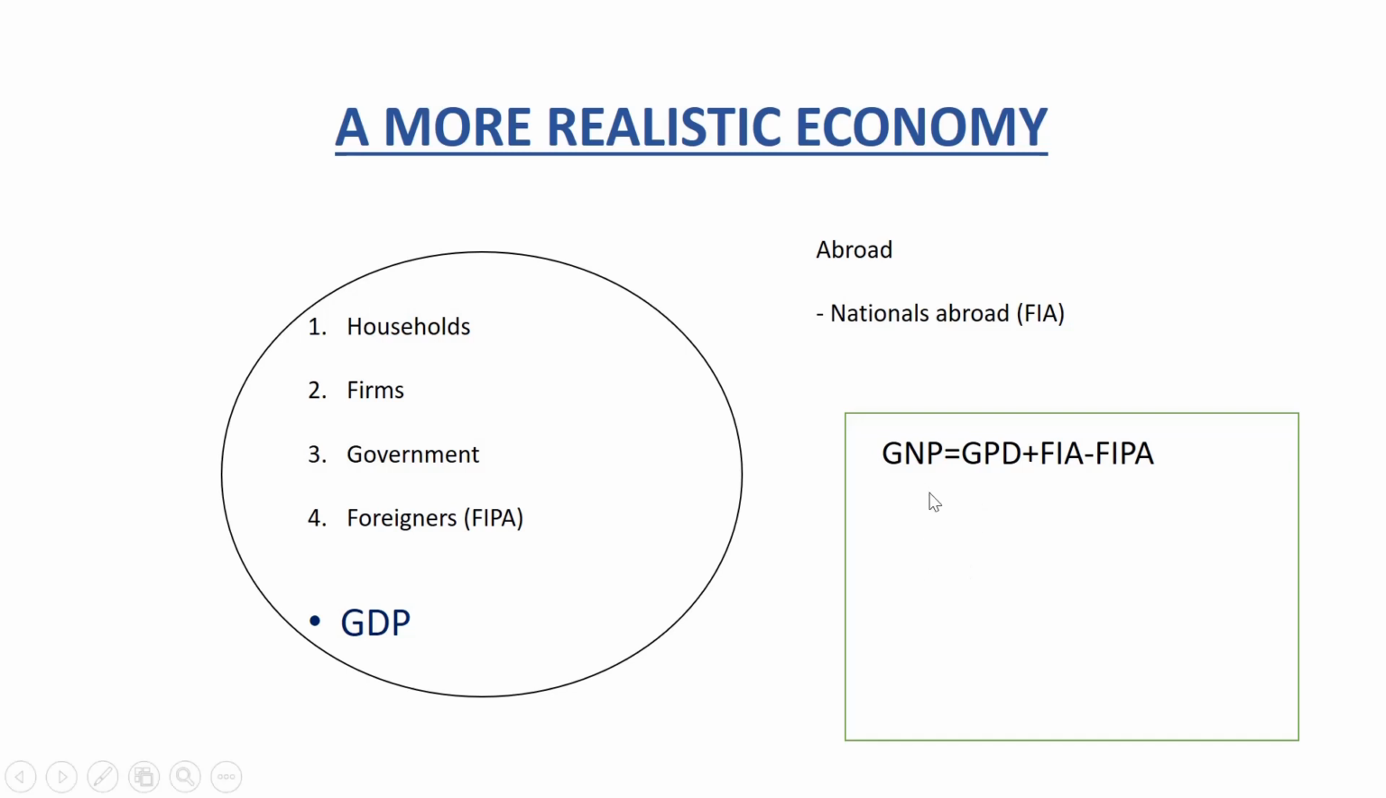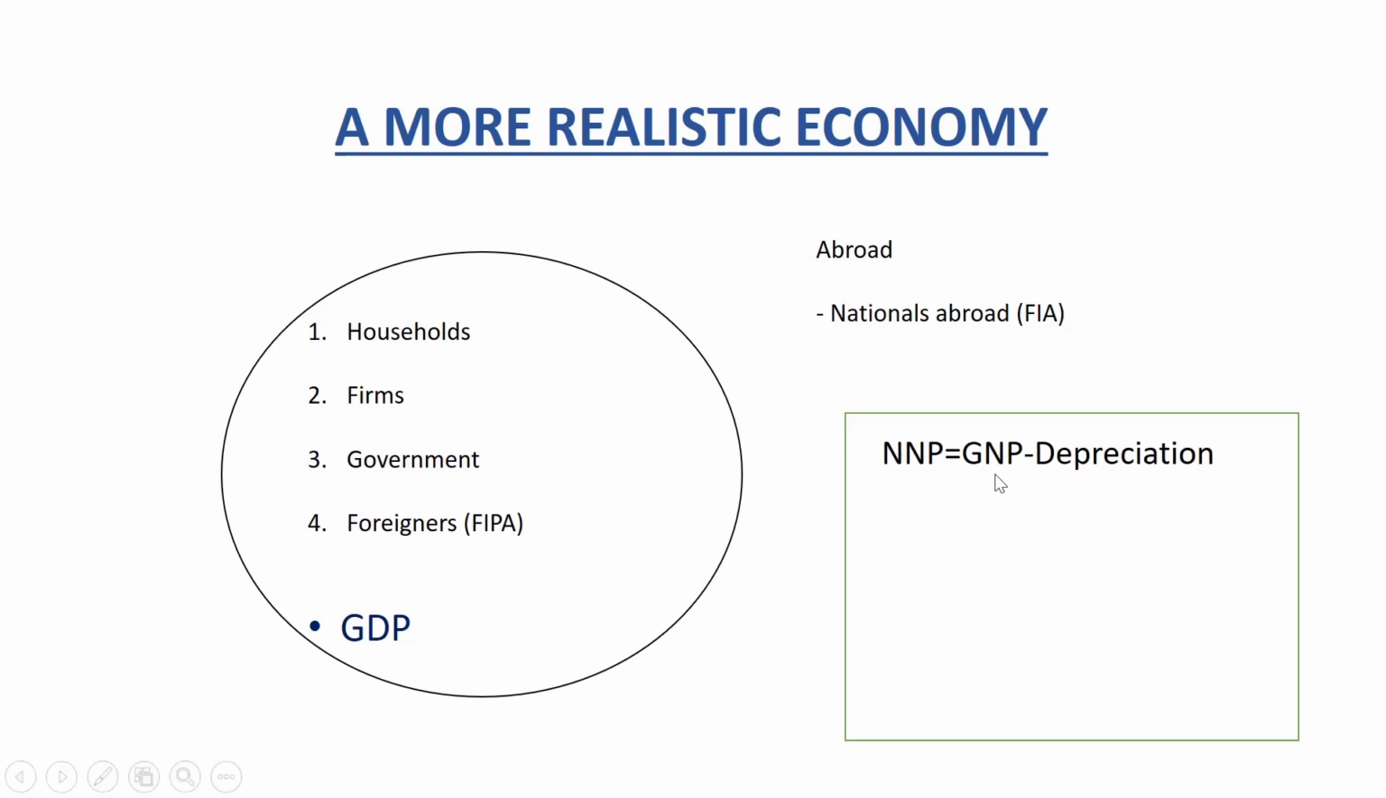As I said earlier, we cannot say that we have generated income without replacing the fixed capital that we have destroyed in the process. So let's make allowance for that. So when we take our GNP and we subtract our depreciation, we get our NNP, which is net national product.